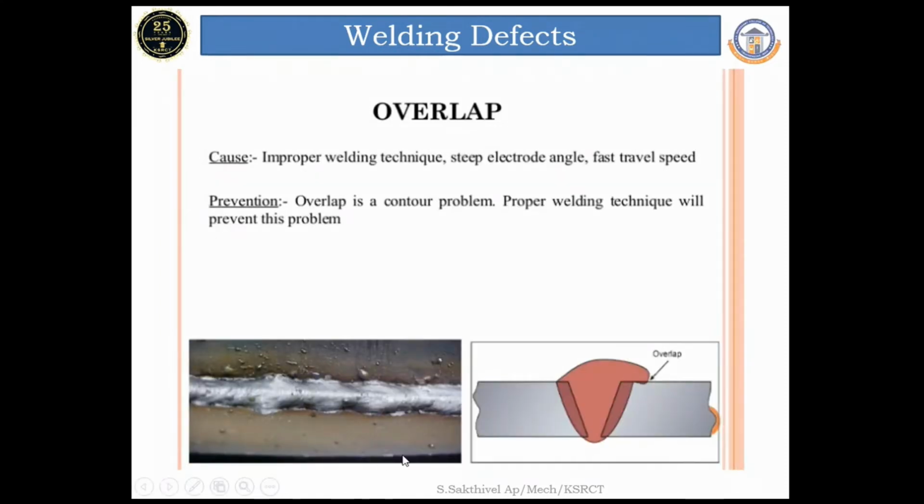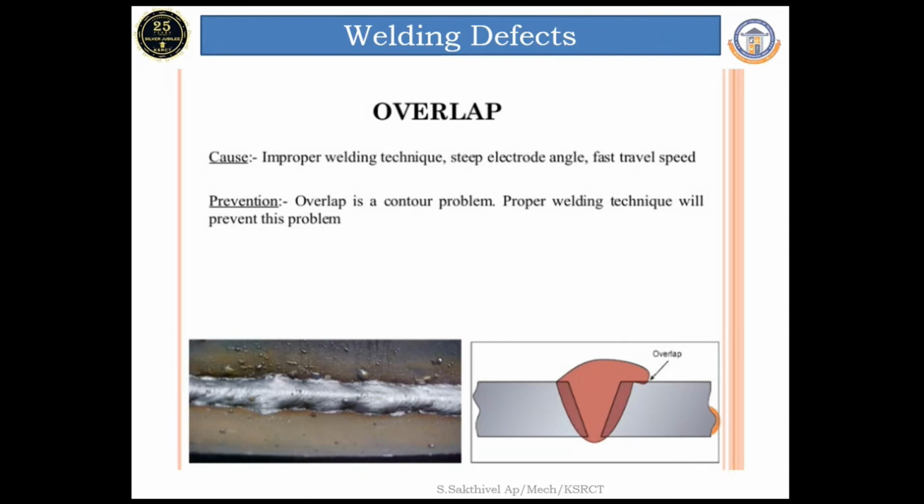Next, we're going to see about the overlap. It is caused by improper welding techniques, wrong electrode angle, and fast travel speed. Prevention: overlap is a technique problem. Proper welding techniques will prevent this problem. So this is called overlap.